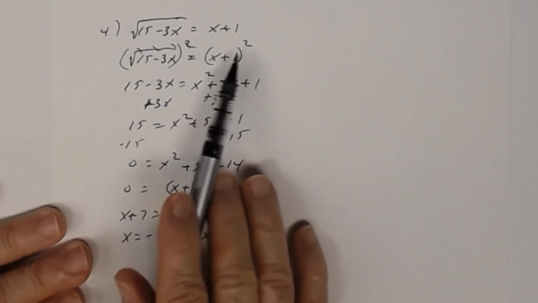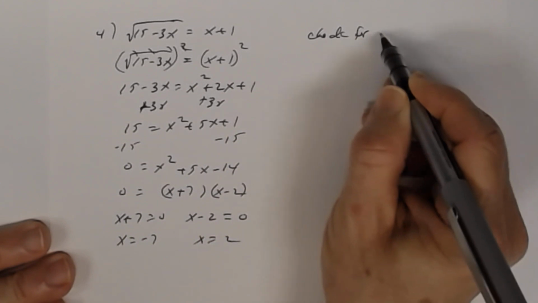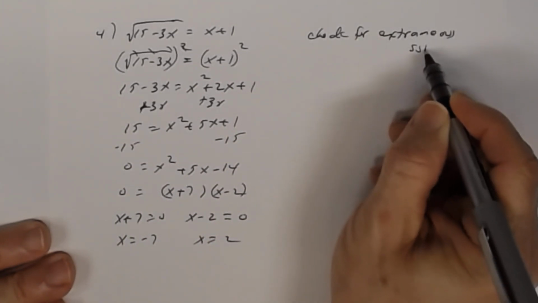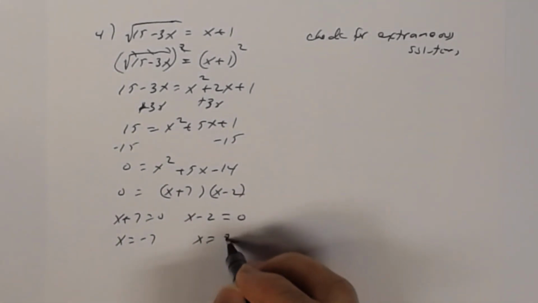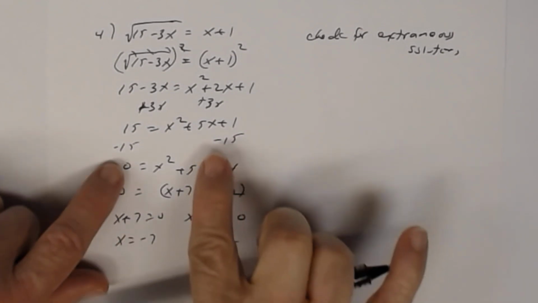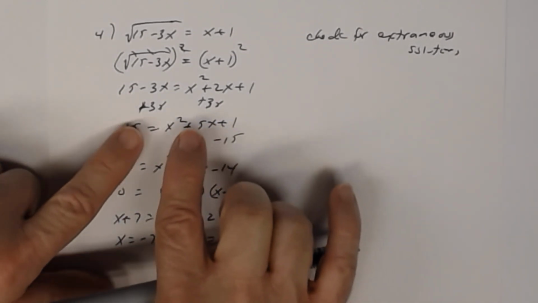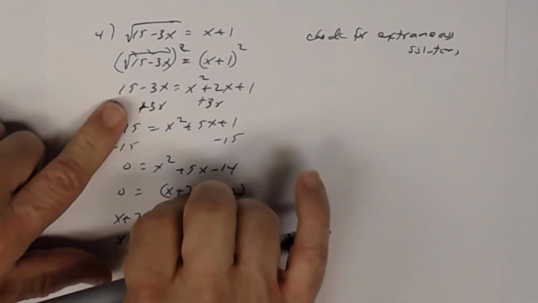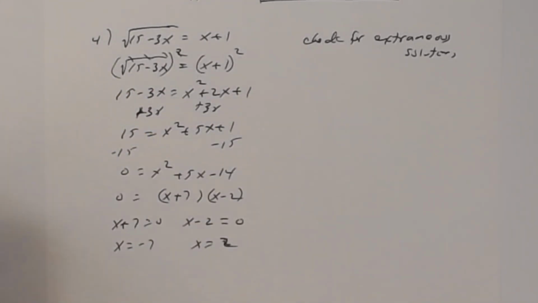Remember, I did raise both sides to an even power, so I've got to check for extraneous solutions. It could be that some of those solutions are false. So I need to check. I know that those are solutions to this quadratic because I can substitute them in and see that the left side will equal the right side. But are they solutions to the original? Because in the process I did raise both sides to an even power.